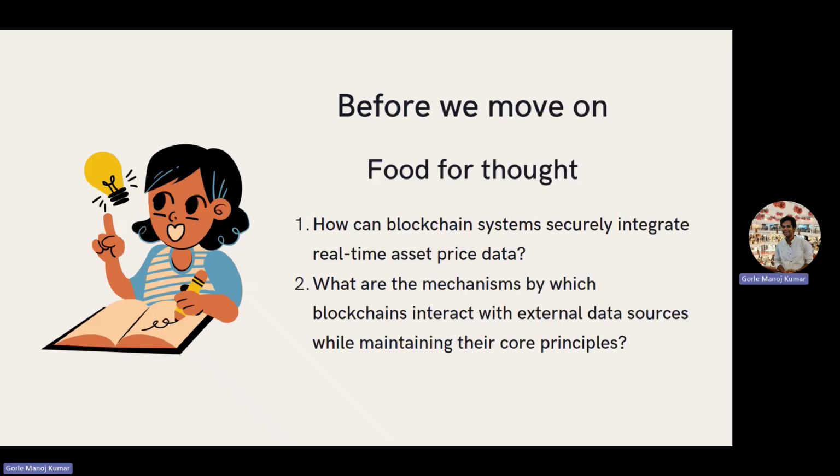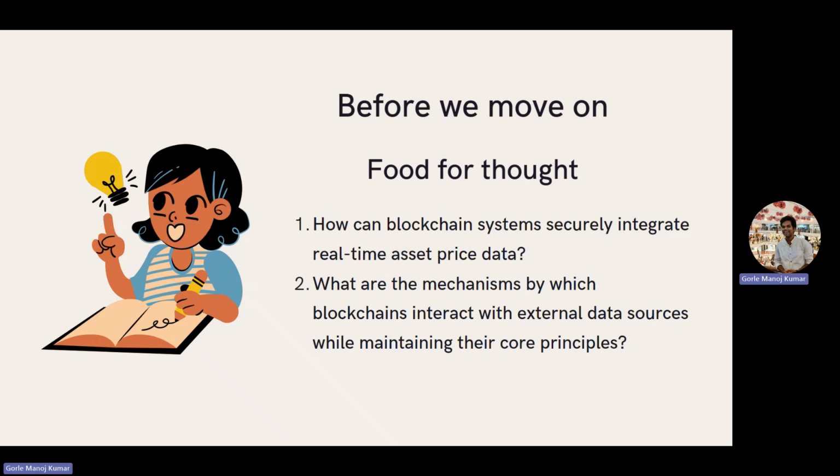So before we move on to lecture 3, I have a few questions for you to think about. Meanwhile, you can also search online. The two questions are: how can blockchain systems securely integrate real-time asset price data? And what are the mechanisms by which blockchains interact with external data sources while maintaining their core principles?